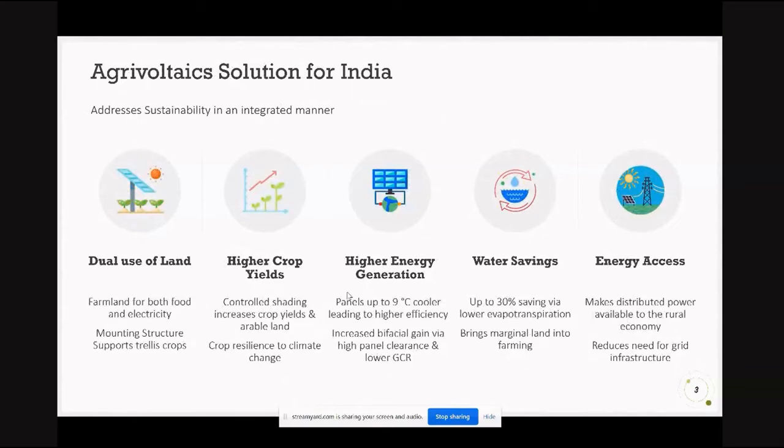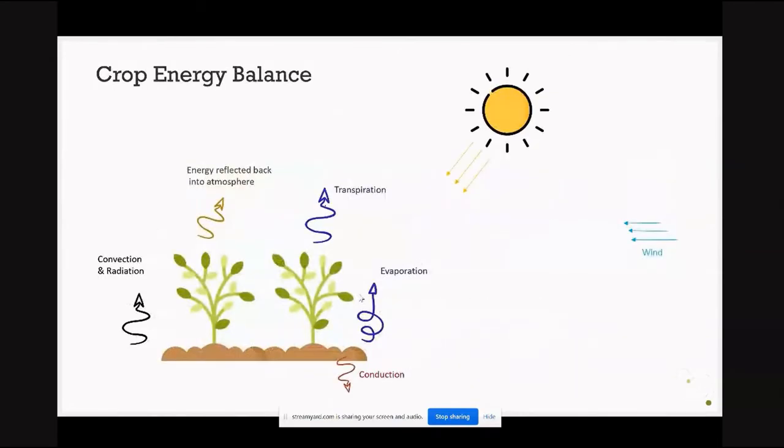So in that context, now agrivoltaics emerges as a solution that addresses sustainability in an integrated manner. Now, there are a few different advantages that APV will provide, but I'm going to focus most of my talk on the possibility of having higher crop yields and crops that are resilient to climate change. So let's see how this happens.